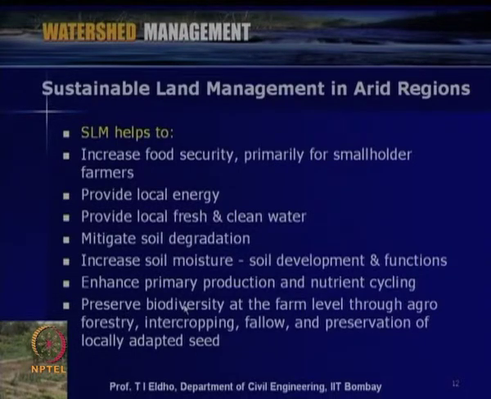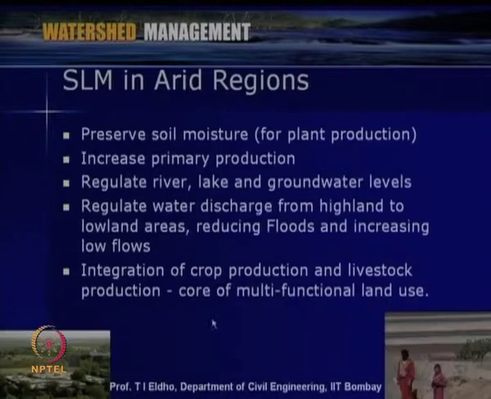And then preserve biodiversity at the farm level through agroforestry, intercropping, fallow and preservation of locally adapted seed. So these are some of the things we can plan as far as sustainable land management is concerned. We have to preserve the biodiversity. Then, as far as agriculture is concerned, we can go for intercropping. Then preservation of locally adapted seeds.